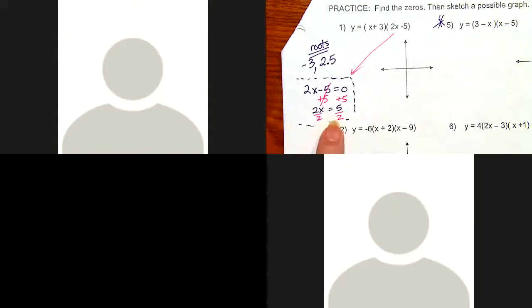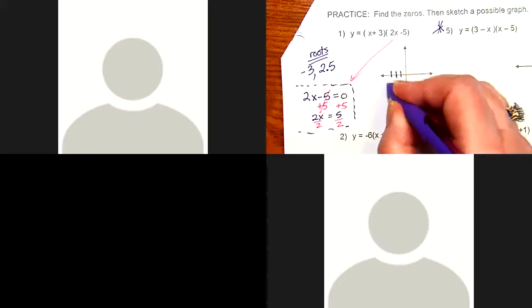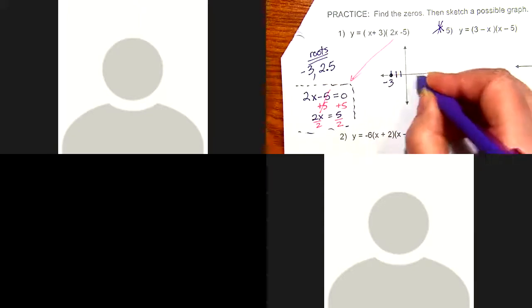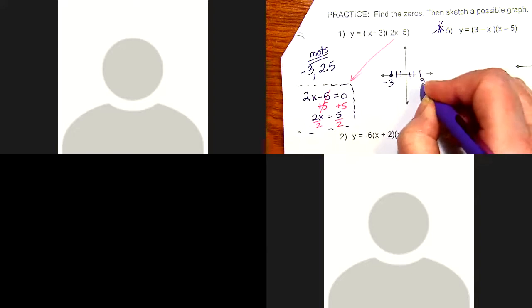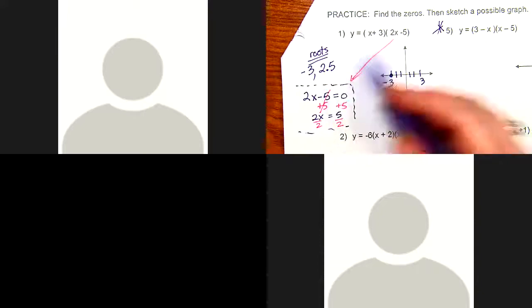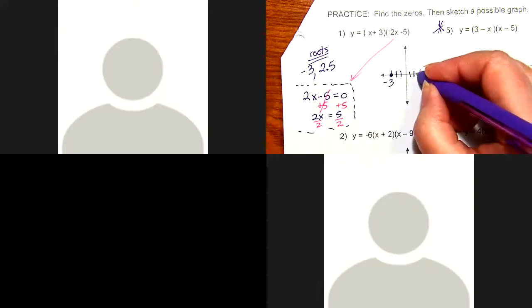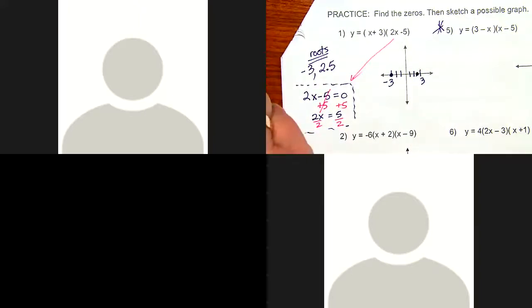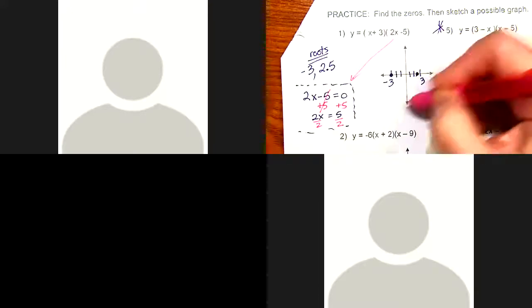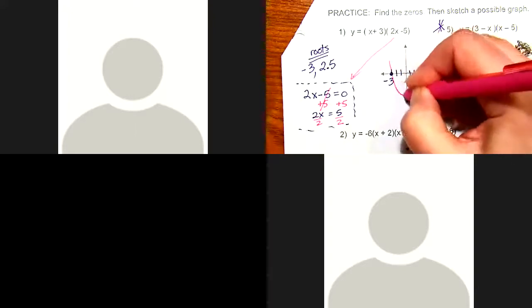I'm going to go 5 divided by 2. And so 1, 2, 3. So -3 is right on the -3. Where is 2.5? In between negative 2 and 3. Yeah, it's an in-between one. And does this one open up or open down? Up.